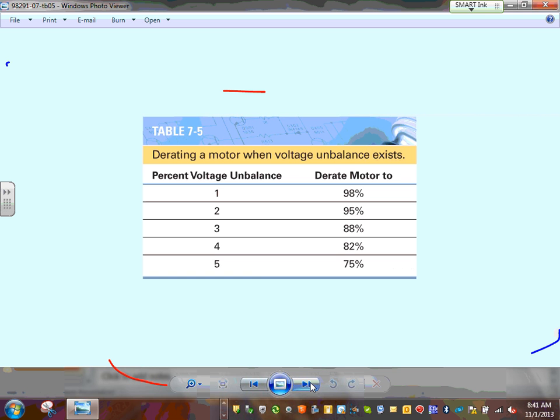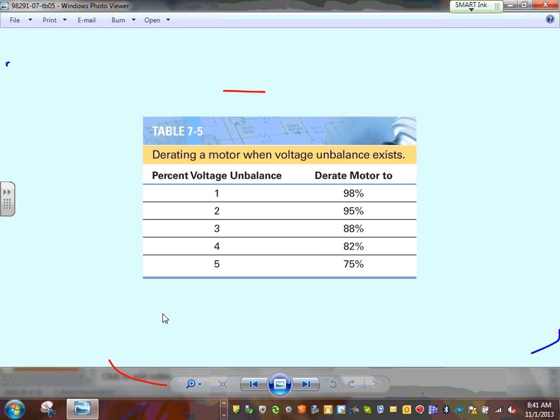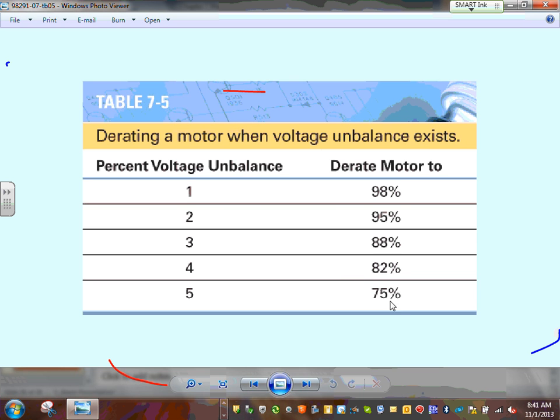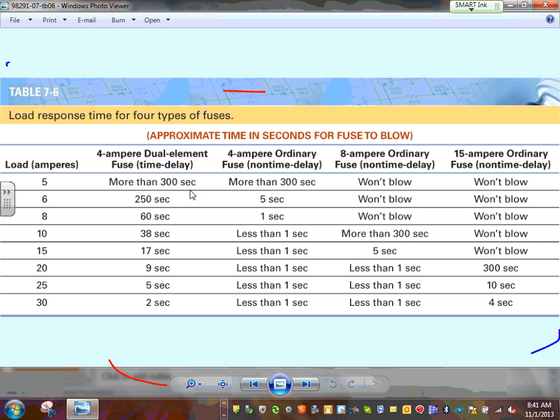In summary, percentage of unbalance, derate the motor. They recommend, guys, if your voltage is unbalanced 5%, you're supposed to derate the motor down to 75%. Now, if your motor is 100 amps, you're supposed to get only 75 amps or horsepower out of it.